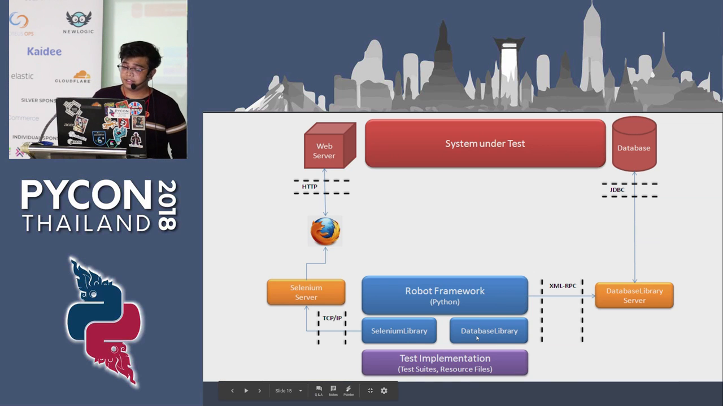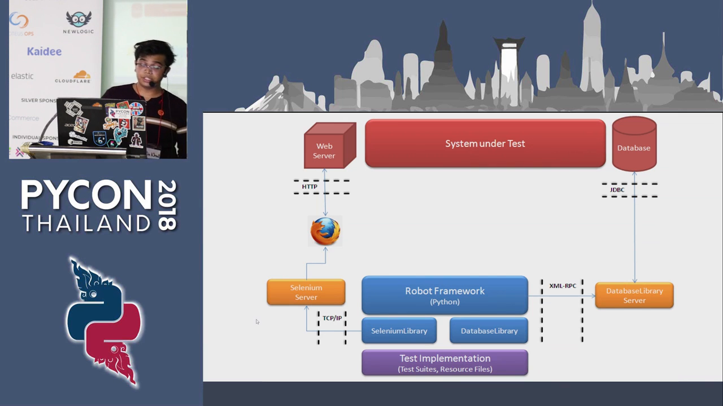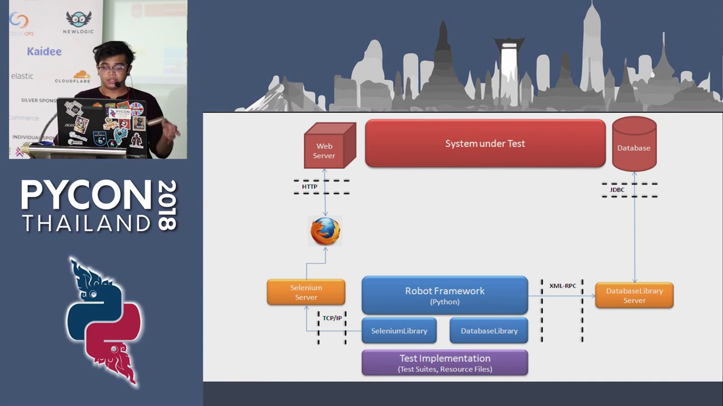If you want to test the database, it makes a remote procedure call to the database and does anything you want, like inserting a value, checking if a table exists, or checking if the database responds. If it's the Selenium library, it makes a TCP/IP connection using the Selenium server and connects to the web server using HTTP. It creates its own isolated environment in the browser and tests your app or whatever you want to test.